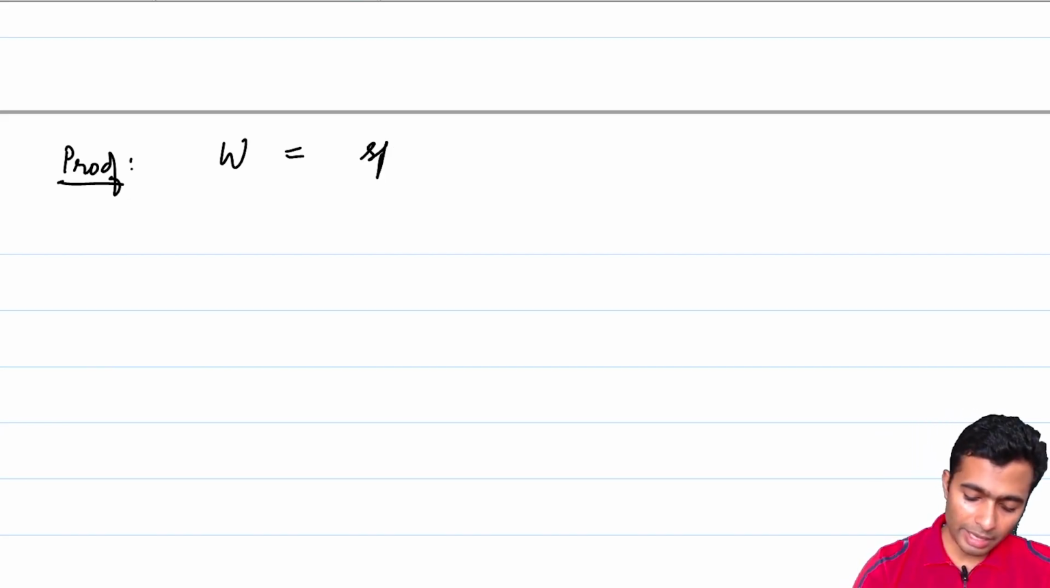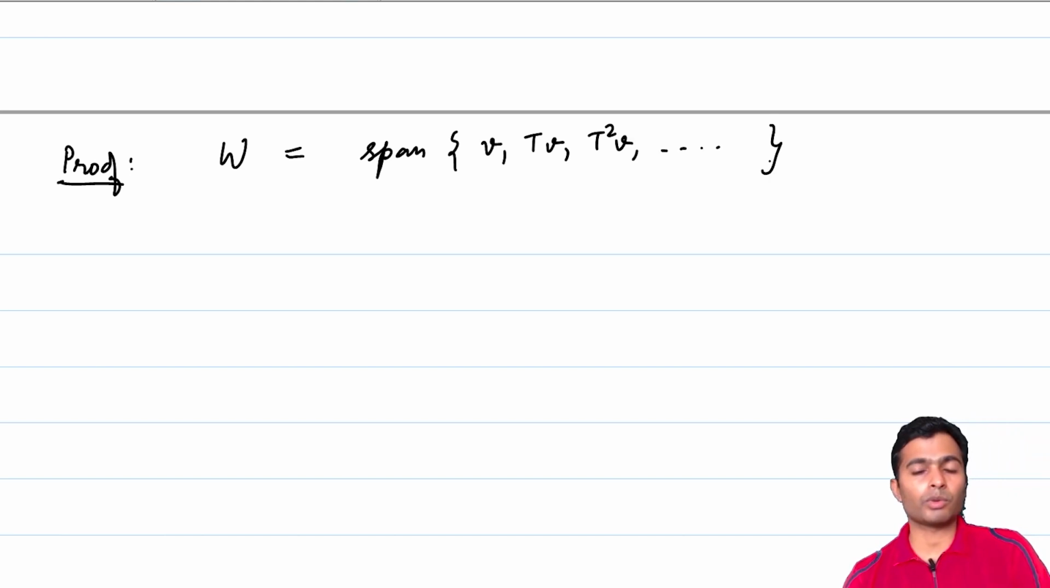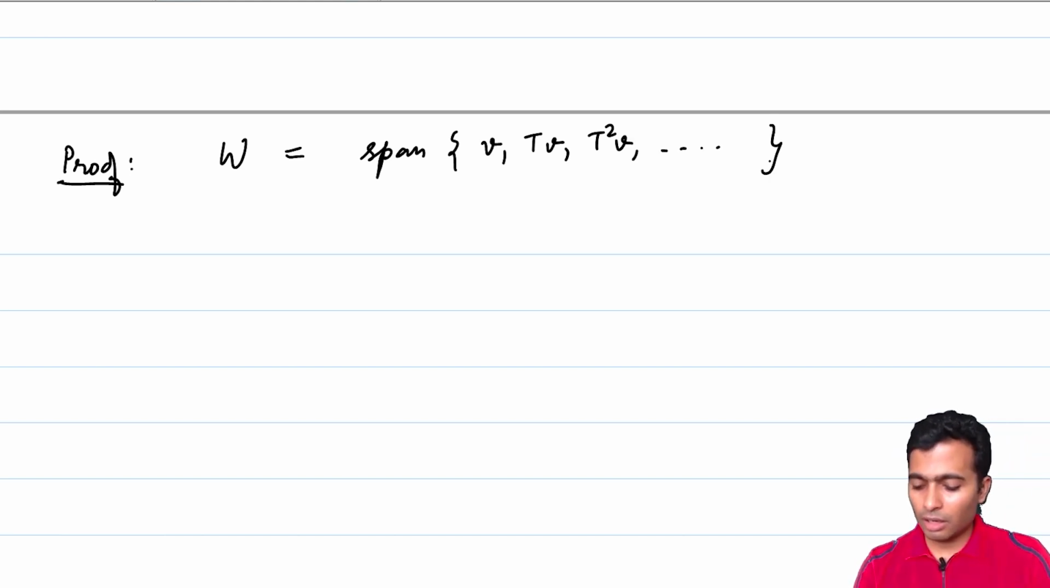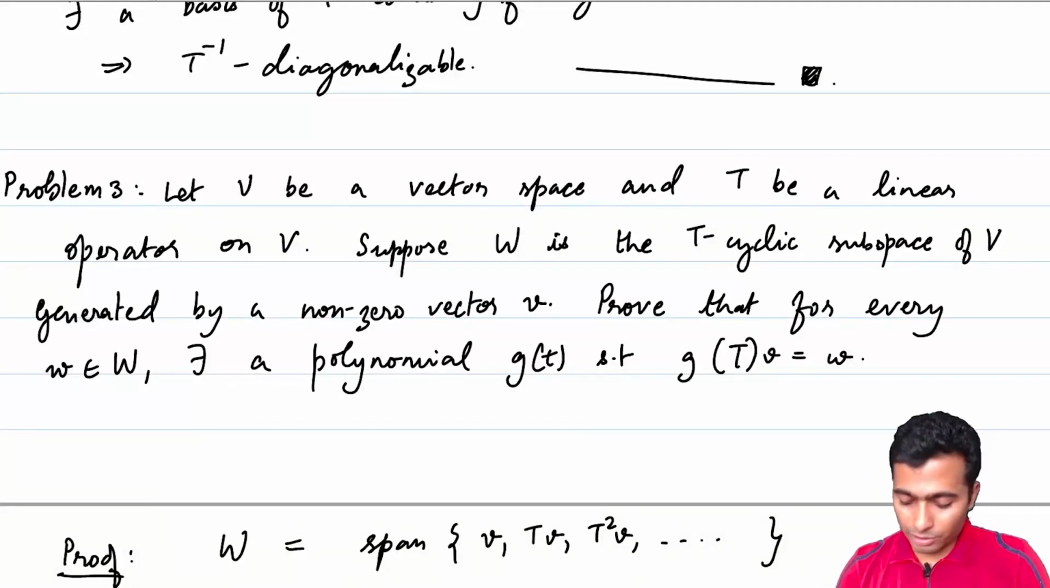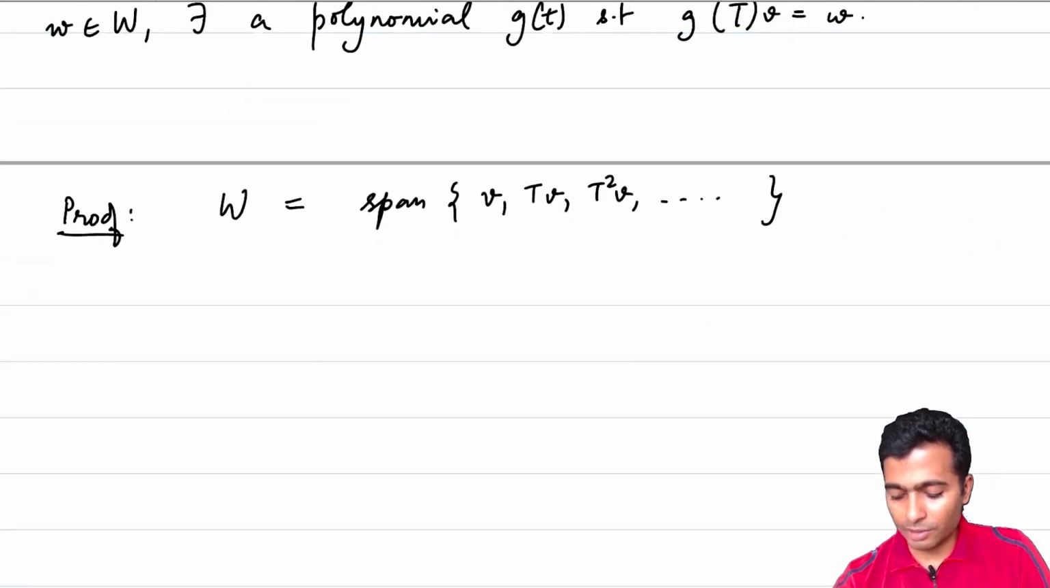W is the T cyclic subspace of V generated by V. That means this is the span of the vectors V, TV, T square V, T cube V, and so on. What was T to the power k V? That is T acting on V k times. So T of T of T of V, k times this is acting. That's what T to the power k V is. And W is the span of the vectors V, TV, T square V, T cube V, and so on. Notice that we have not imposed the requirement that V should be a finite dimensional vector space. That requirement is not there. So it is possible that W is infinite dimensional.